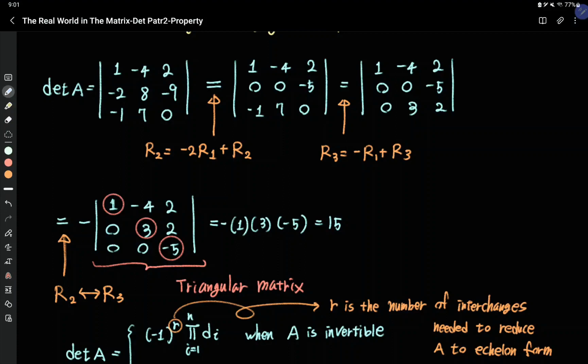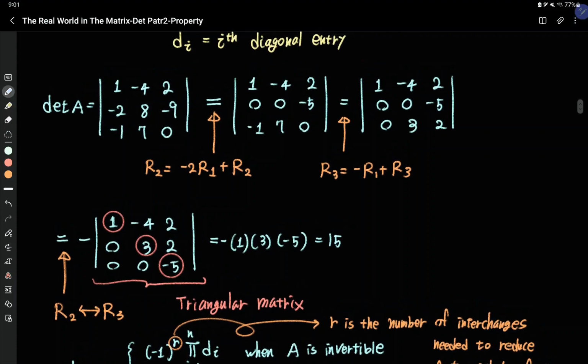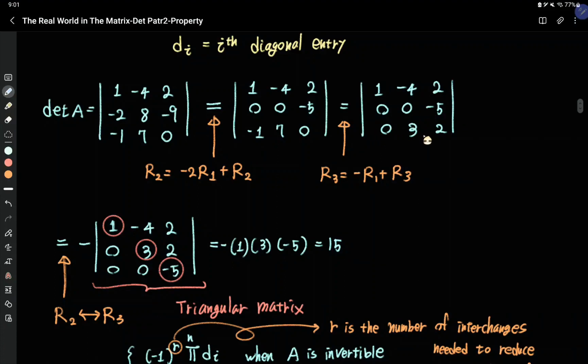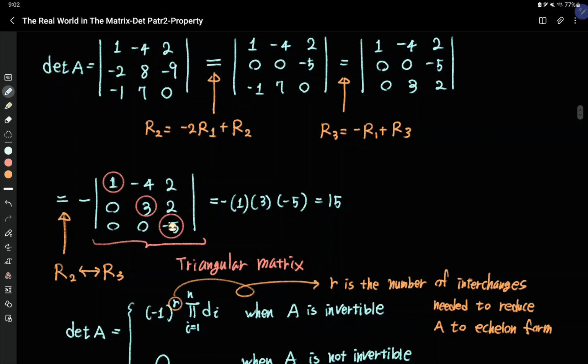As you can see, this is a triangular matrix. By the way, I skipped one step. We got this one, and then I just interchanged the second row and the third row to get the triangular matrix. If you interchange the rows, the sign of the determinant will change, right? That's why I put the negative sign. And now we got 1, 3, and negative 1 times 3 times negative 5, because this is a triangular matrix. The determinant of a triangular matrix is this product, which is 15.